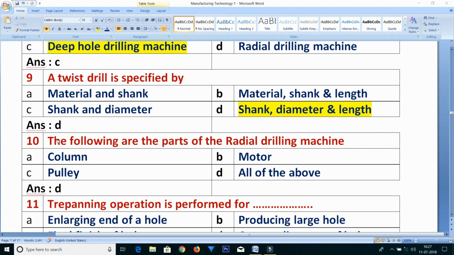Next, the tenth one. The following are the parts of the radial drilling machine. The options are option A, column, option B, motor, option C, pulley, then option D, all of the above. And the right option is option D, that is all of the above.